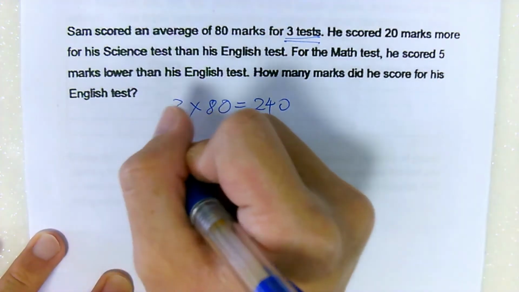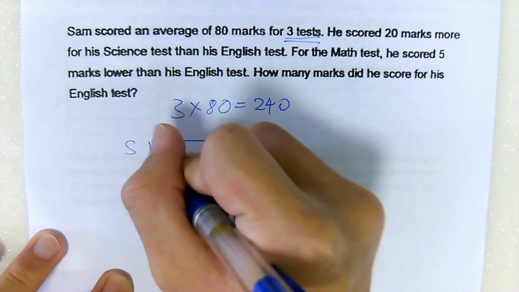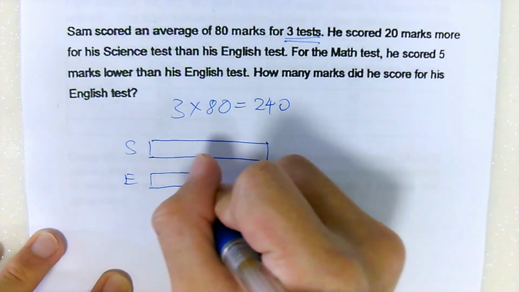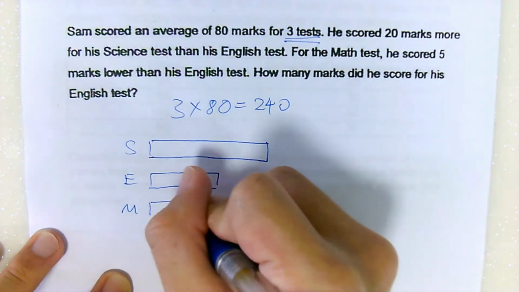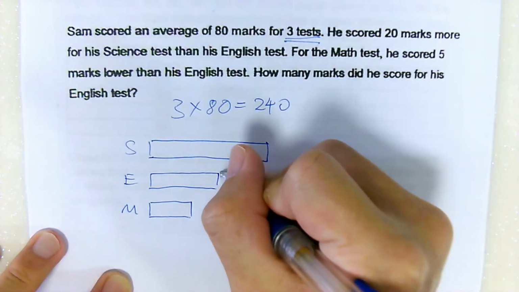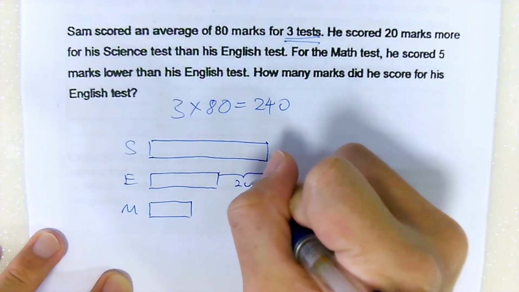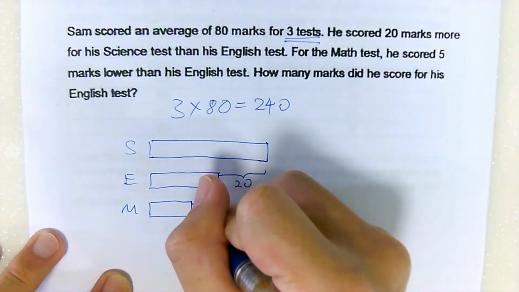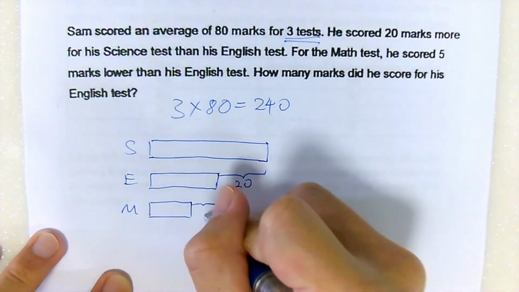So let's just start drawing. Science longest bar, English in the middle, math is the least. They say 20 more for science than English, which means that from here to here is 20, and for math he's got 5 lower than English. So from here to here it will be 5.